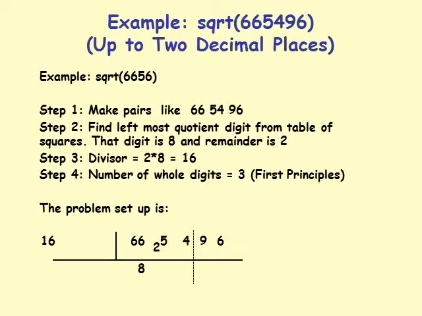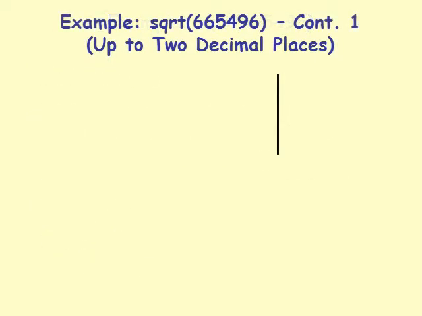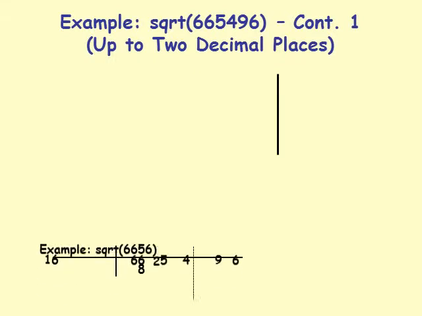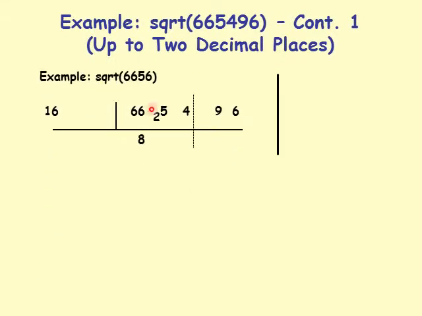The number of whole digits is 3, so that means I get one digit here, one here, and one here, so the decimal point would go here. Okay, the problem so far was 66, 54, 96. The decimal point goes here. 8 was the first digit of the square root, 16 is our divisor, and 25 is our gross dividend in the next step.